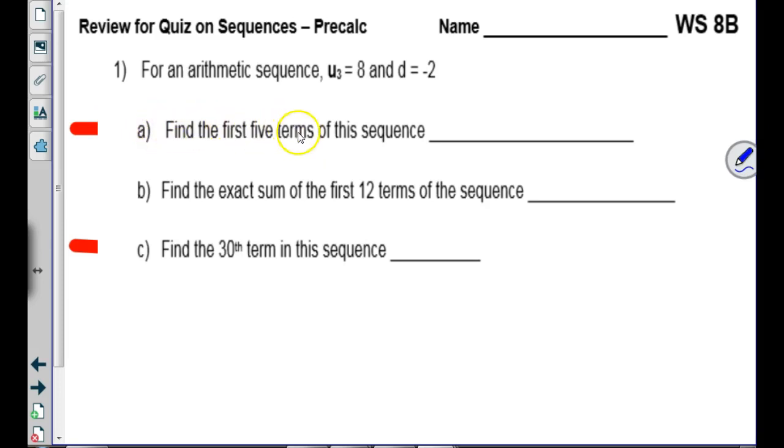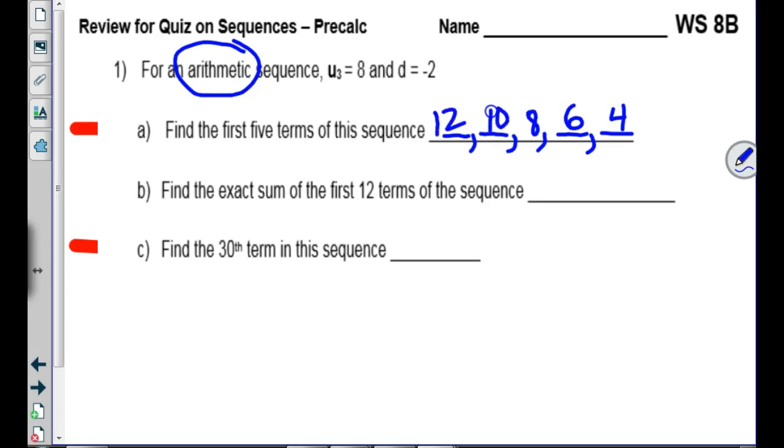Number 1 says find the first 5 terms of this sequence. They do tell us it's arithmetic, and they tell us the third term is 8. And what else do they tell us, guys? Okay, so that means it's going down. Arithmetic means we're adding and subtracting, right? Because there's going to be both on this quiz. And then going backwards, we'd have to add, so we'd have 10 and 12. We can do this.